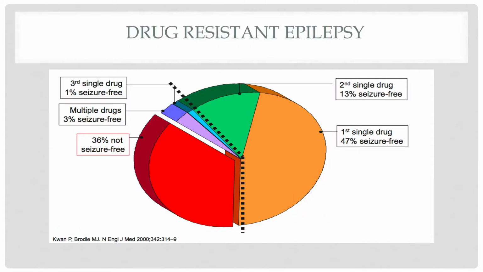Now we are going to switch to drug-resistant epilepsy. For some reason, 36% of patients will not respond to treatment. You can put them on 10 medications, they will not respond. It may be due to side effects and other issues that we are going to explore. So before deciding that the patient is resistant to treatment, we need to rule out pseudo-resistance.